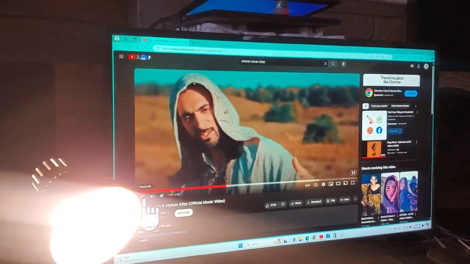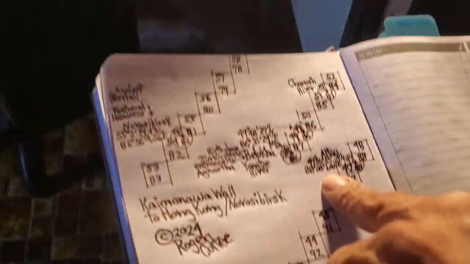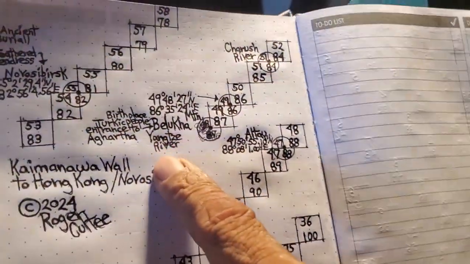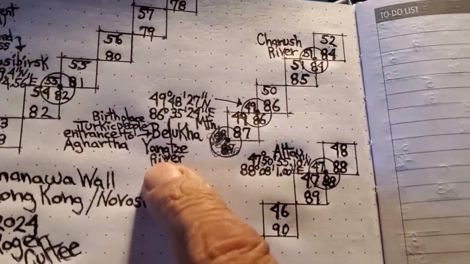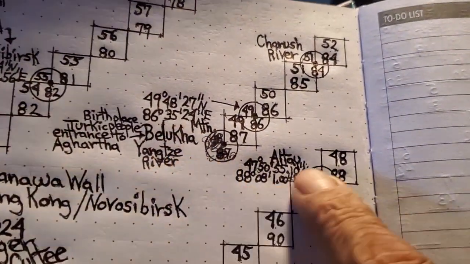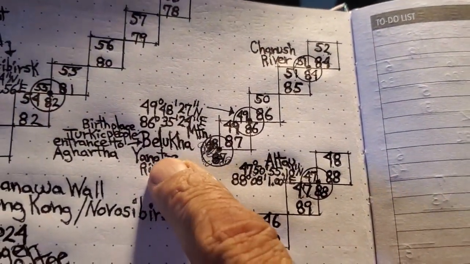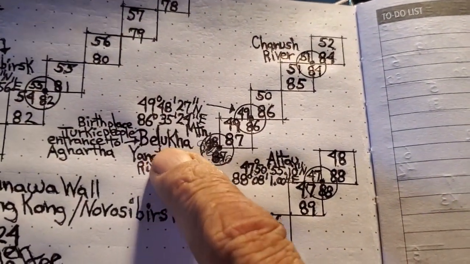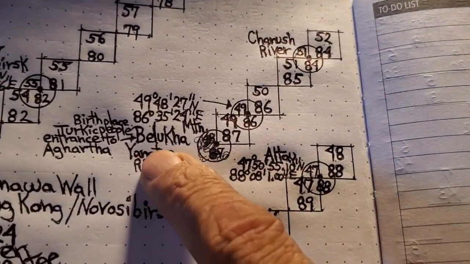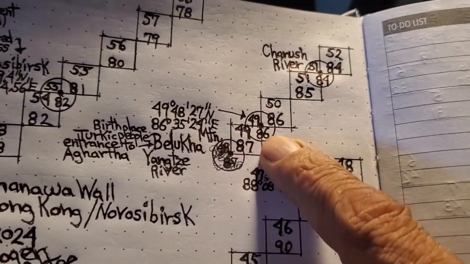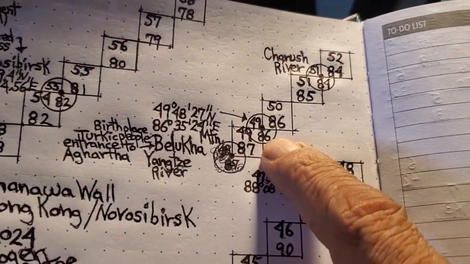But guess what Altay's aligned to? What is Altay aligned to? It's aligned back to that Yangtze River again, but this Altay is aligned to a place called the Belukha Mountain. Belukha Mountain is at 4886. This is right over here.